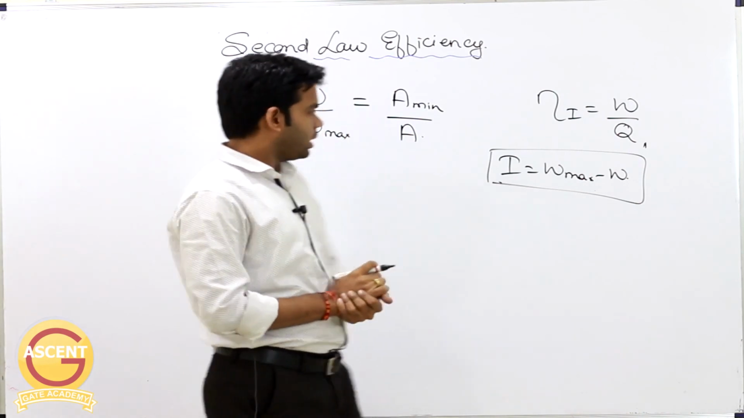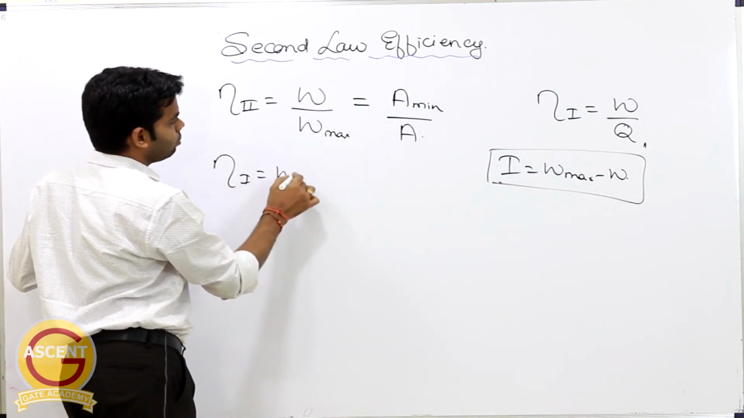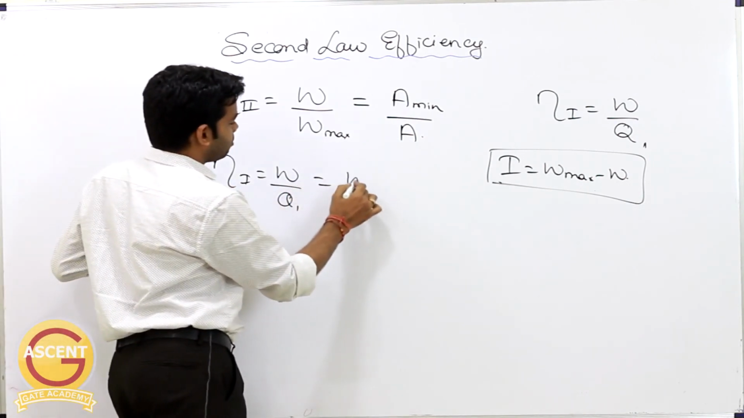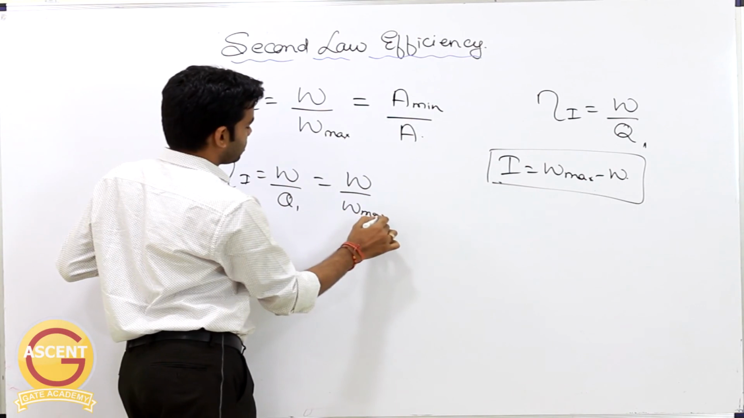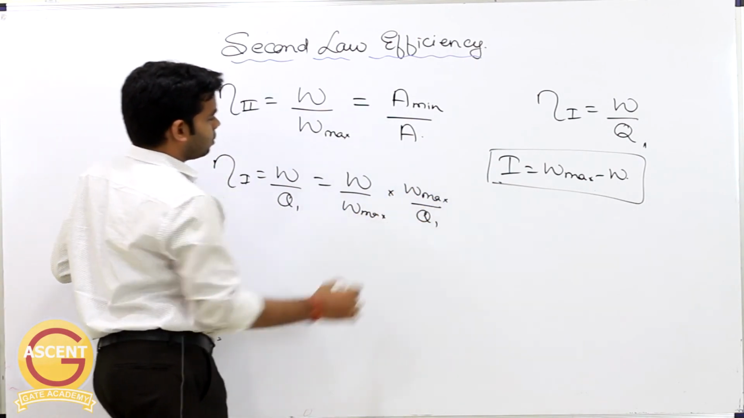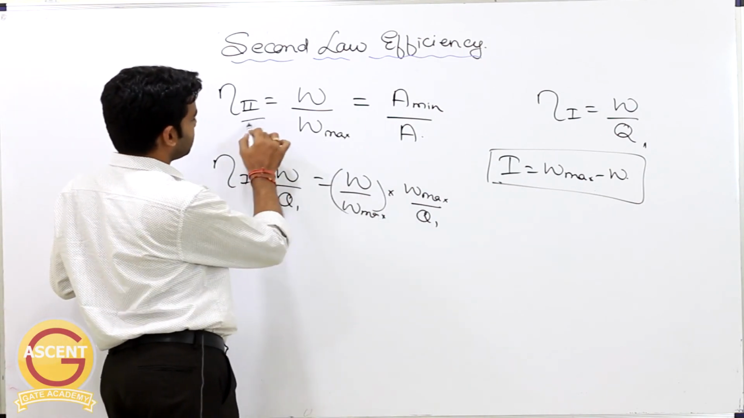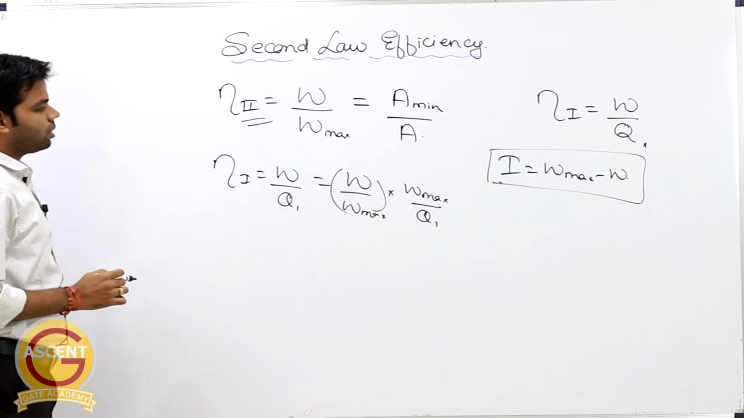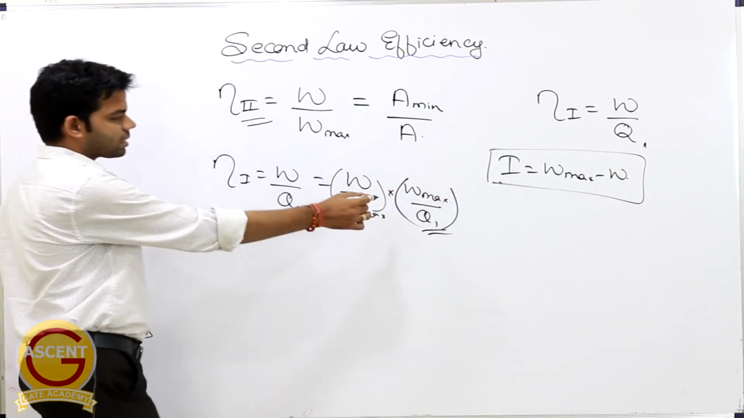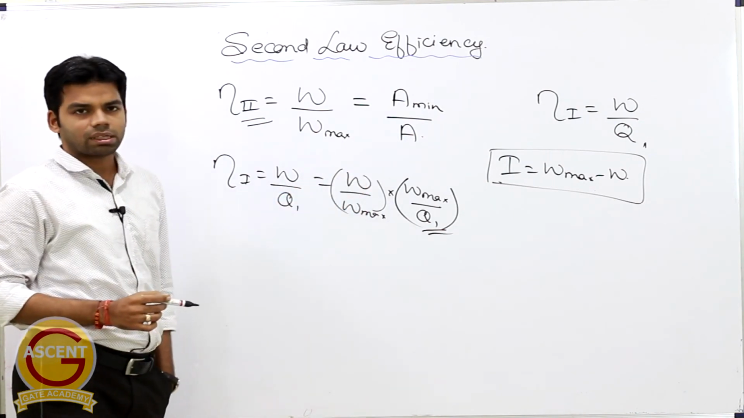Getting this or not? Now further, what can we write this as? This first law, as I told you, is W by Q1. Getting this? Now if I divide it by W max, I will get W by W max into W max by Q1. Now what is this? W by W max is nothing but this second law efficiency. And what is this W max by Q1? This is nothing but Carnot efficiency, maximum work delivered divided by Q1.